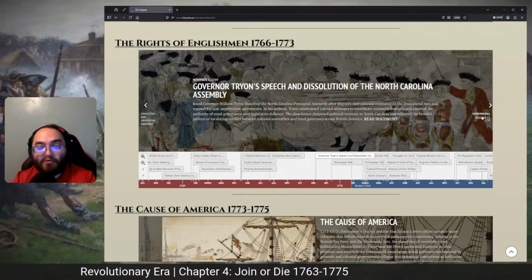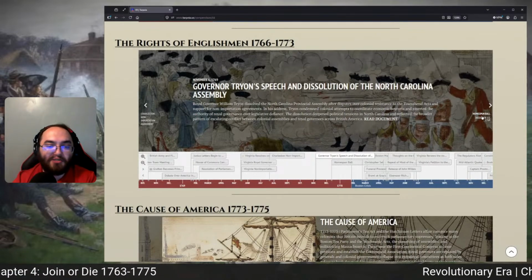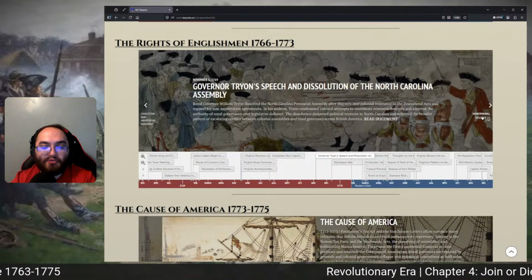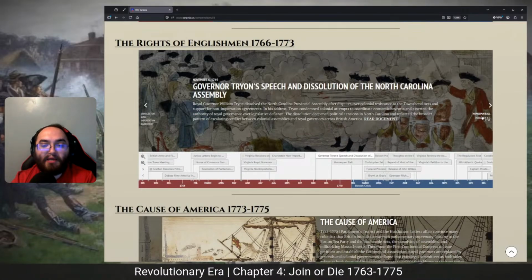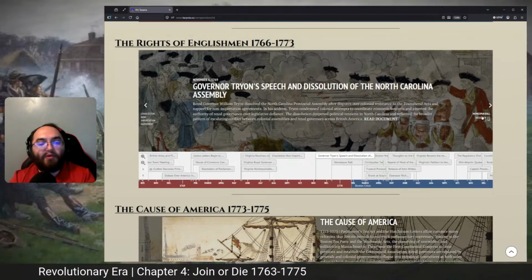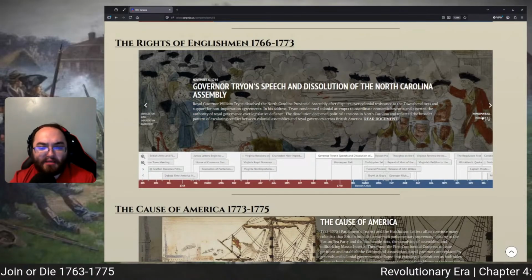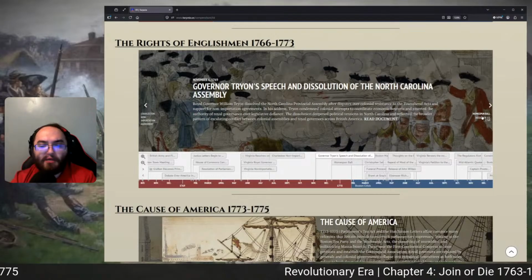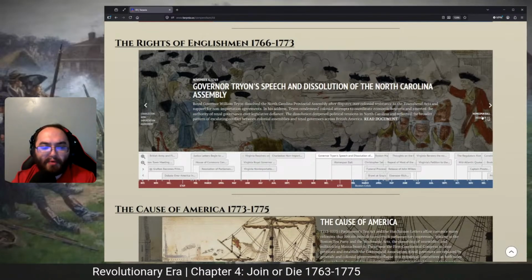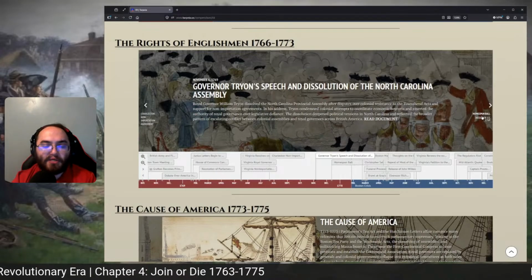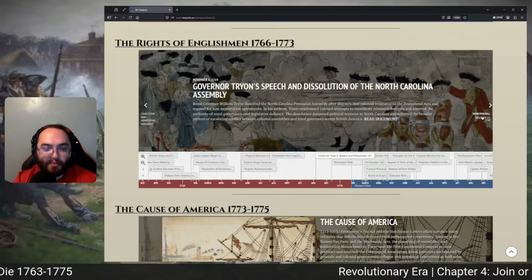After disputes over colonial resistance to the Townshend Acts and support for non-importation agreements. In his address, Tryon condemned colonial attempts to coordinate economic boycotts and asserted the authority of royal governance over legislative defiance. The dissolution deepened political tensions in North Carolina and reflected the broader pattern of escalating conflict between colonial assemblies and royal governors across British America.